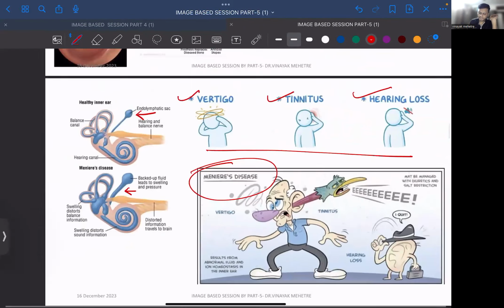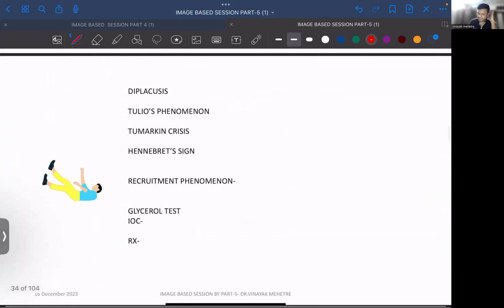What happens in Meniere's disease? You must have heard the name diplacusis. D means double, meaning we will hear two sounds. Then comes Tullio's phenomenon. What will happen? As soon as he hears a loud voice, there will be vertigo.